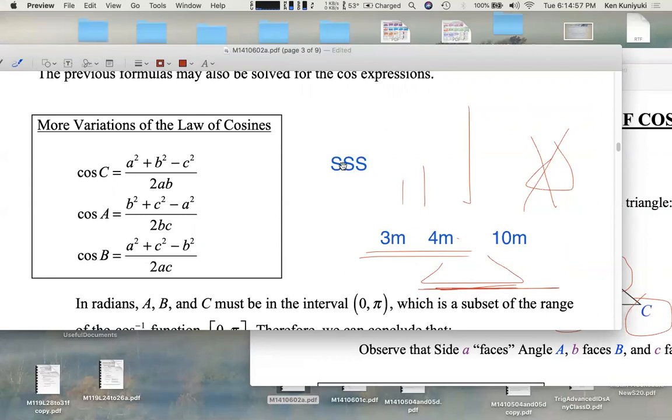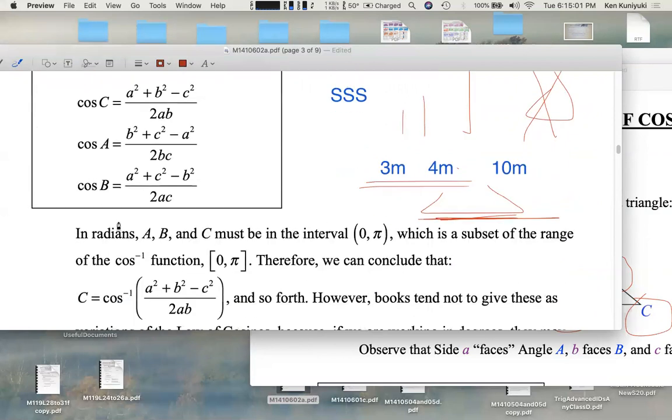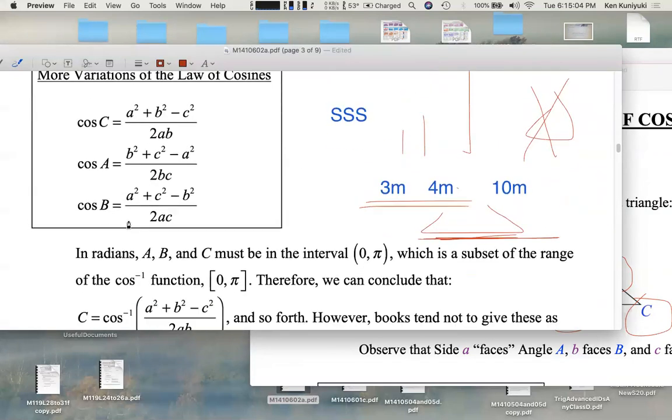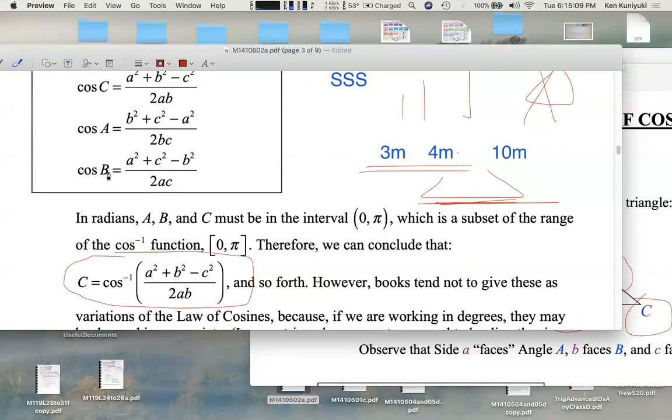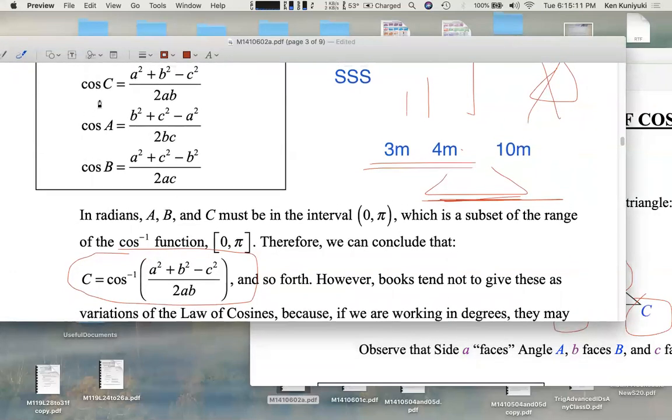Anyway, if you have appropriate SSS information, you can find the cosine of the angle. And in fact, if you're willing to use the inverse cosine notation, you can even come up with 3 more variations. Capitals from here, okay, cosine of cap C is all this. You could say that cap C is the inverse cosine of this, or arc cosine of this. Although books tend not to write this out. And you might ask, why not? I mean, you actually have this formula solved for an angle, like the measure of angle C. But here's the thing.